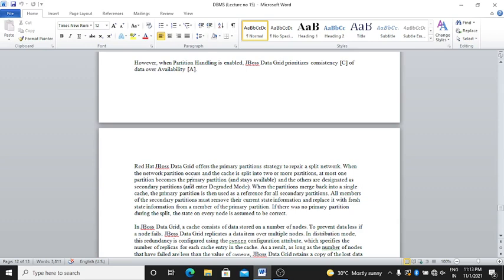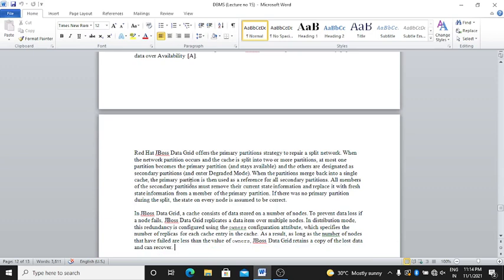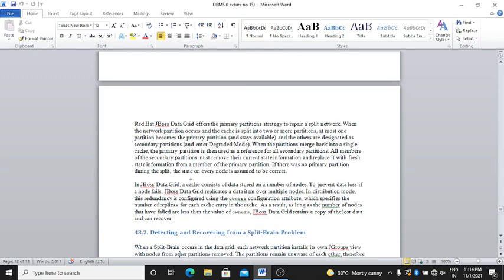In JBoss Data Grid, a cache consists of data stored on a number of nodes to prevent data loss. If a node fails, JBoss Data Grid replicates a data item over multiple nodes.